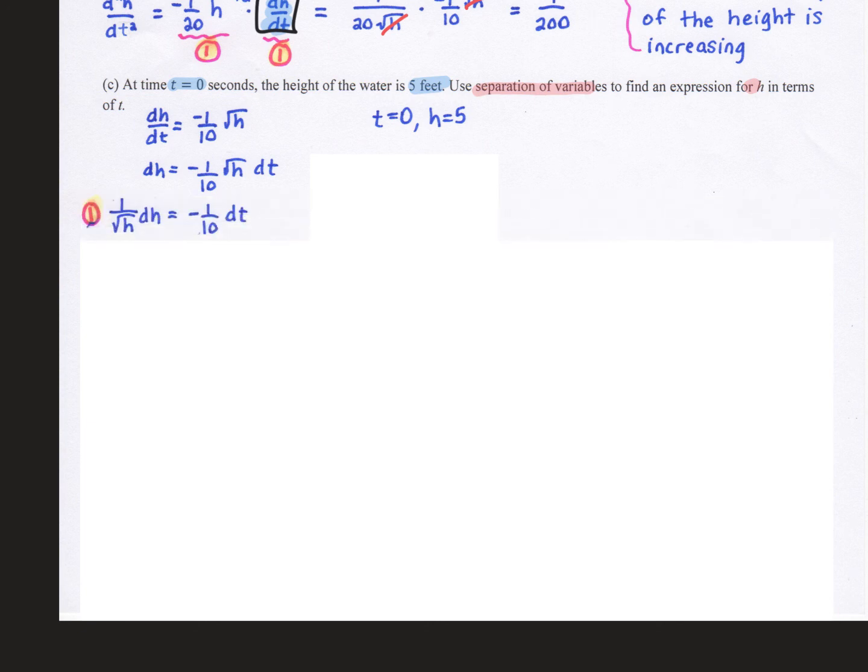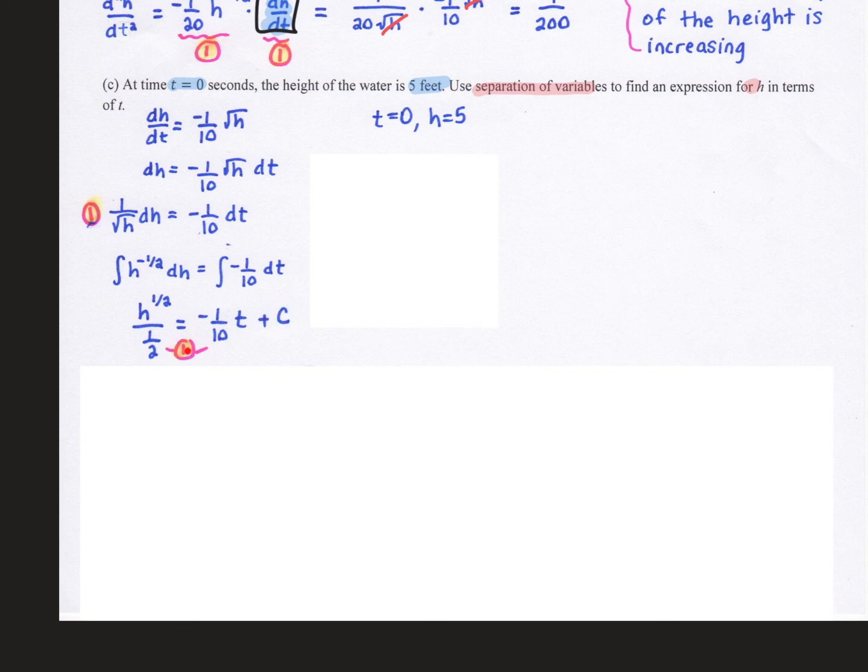Next come my antiderivatives. I'm going to rewrite that 1 over the square root of h with the negative exponent before I do that antiderivative. So both of these are just power rules. So on the h to the negative 1/2, I'm going to add 1 to the power and divide by the new power. And the negative 1/10, the antiderivative is just negative 1/10 t. Don't forget about your plus c that comes along when you do those antiderivatives.